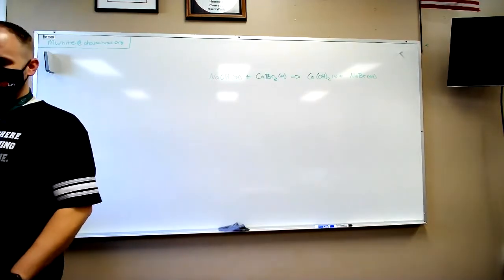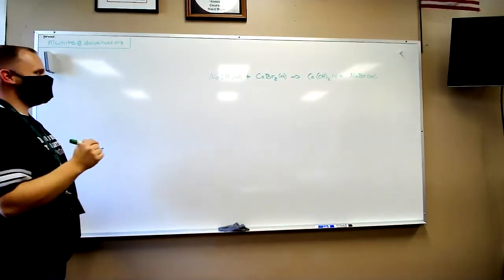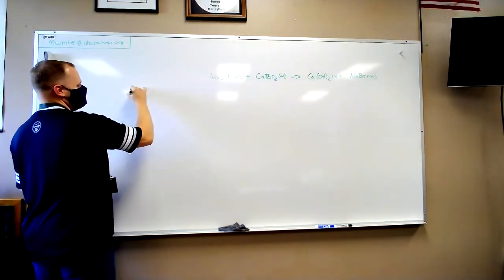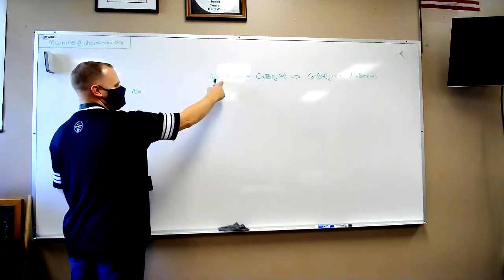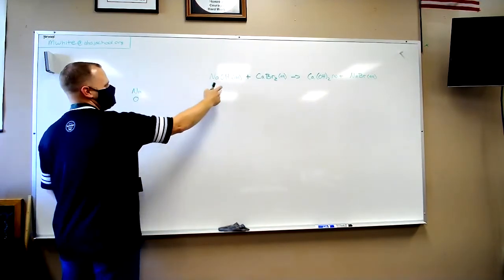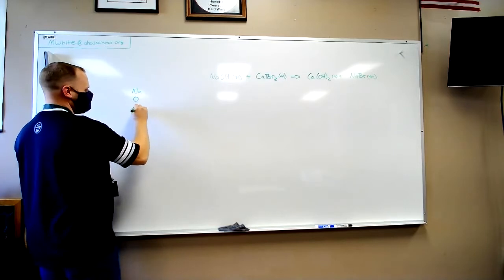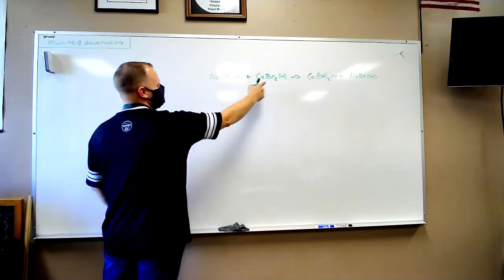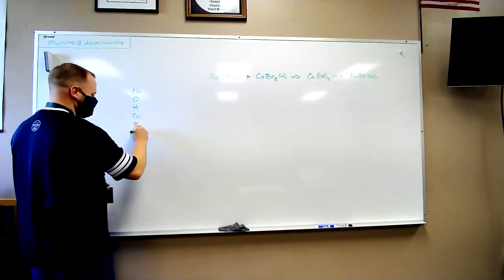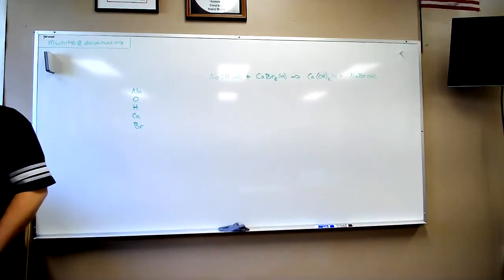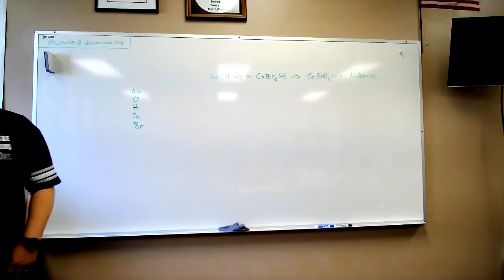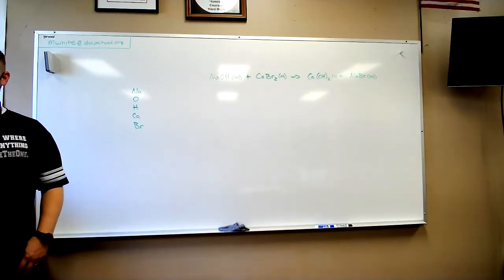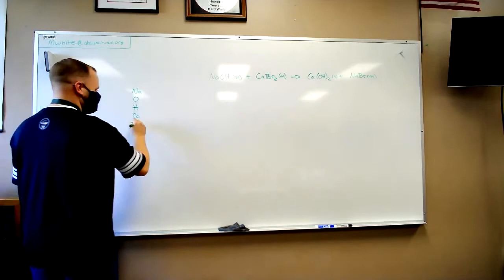So now, let's list our different elements that we have. So we have sodium, we have oxygen, hydrogen, calcium, and bromine. Okay. Now I know you may be thinking, we only had 2 elements in the last one and now we've jumped up to 5. Is this really something that we can do? It is, okay? Don't be afraid.